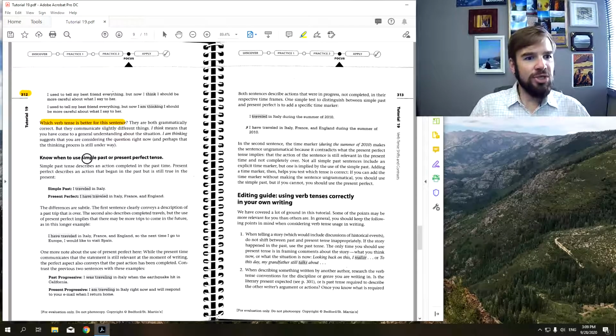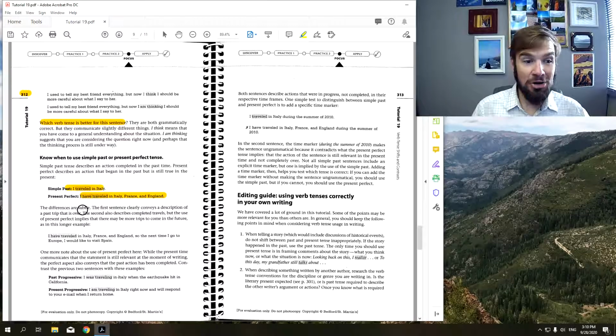Also, know when to use the simple past or present perfect tenses. Simple past tense describes an action completed in the past. The present perfect describes an action that began in the past but is still true in the present. So, simple past: I traveled to Italy. Present perfect: I have traveled in Italy, France, and England. Completed in the past. Completed in the past, still true in the present.